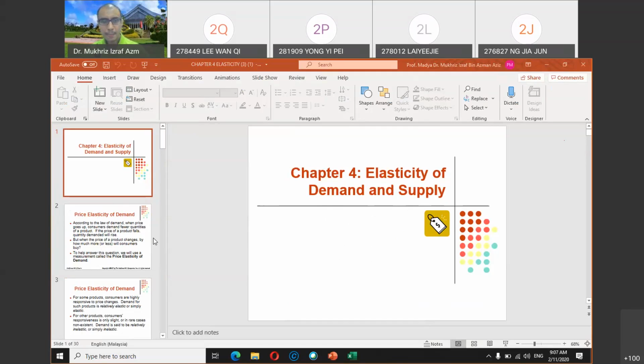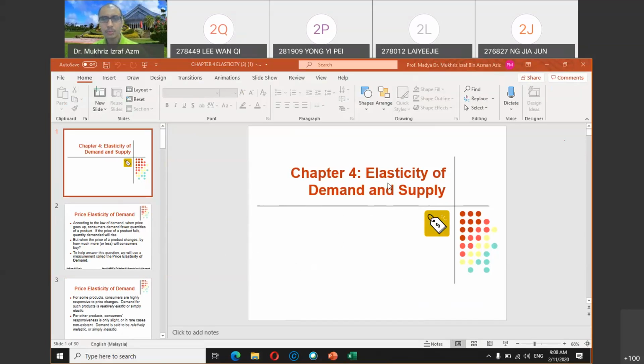In the last lecture we covered demand and supply: factors that can cause demand to change, supply to change, and movement along the curve. We also covered factors that can cause the demand curve to shift upward or downward, and likewise for supply. Another important concept when it comes to demand and supply is, of course, elasticity. In Malay, we call it kain jalan.